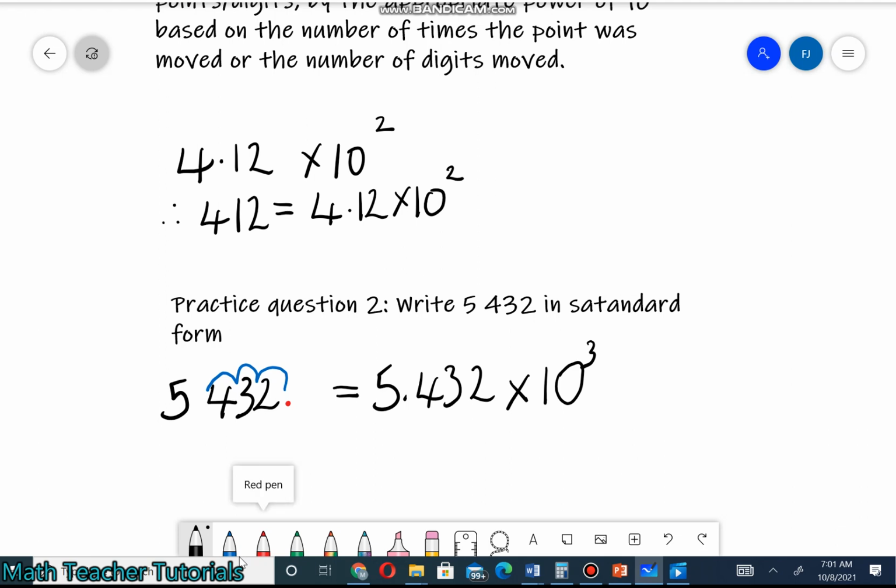So there you have it. 5,432 in standard form is equal to 5.432 times 10 cubed.